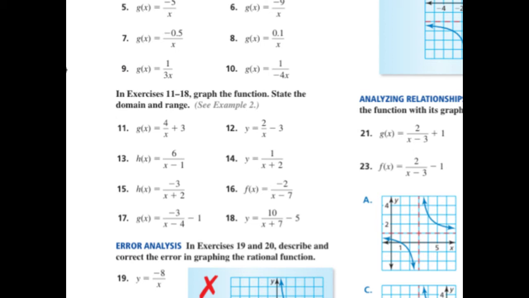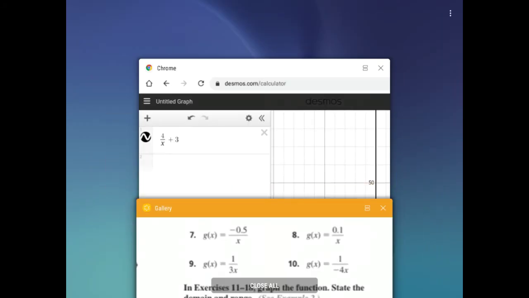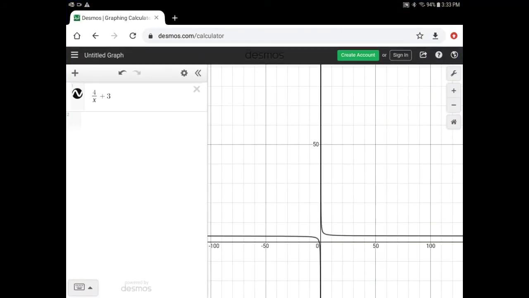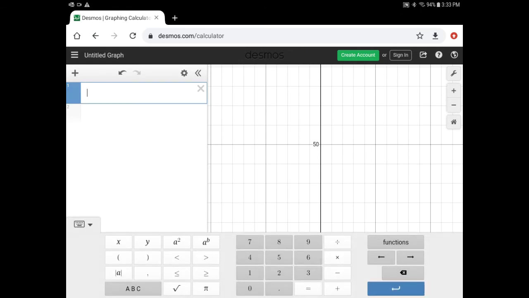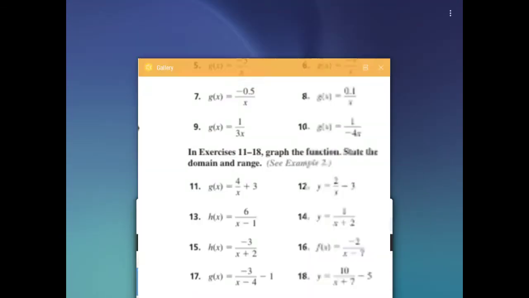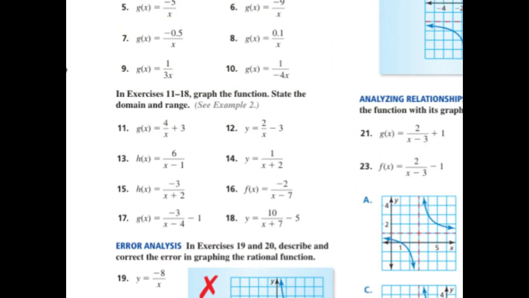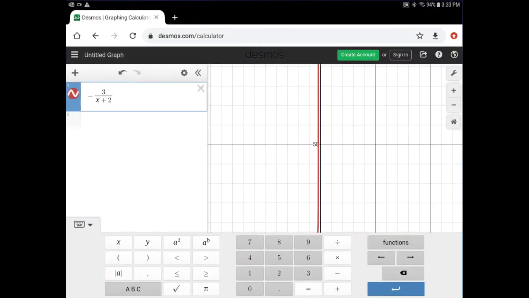Let's pick one that's a bit different. Let's see, number 15. We've got a negative there. So negative 3 over x plus 2. Let's get rid of this graph. Negative 3 divided by x, was it plus 2? Is that correct? Negative 3 over x plus 2, yeah. This negative sign is supposed to be here. Don't think it matters.